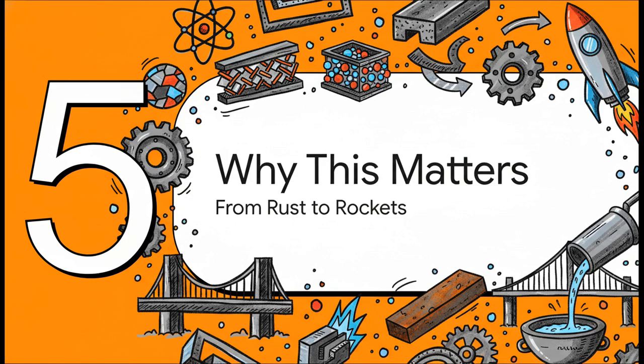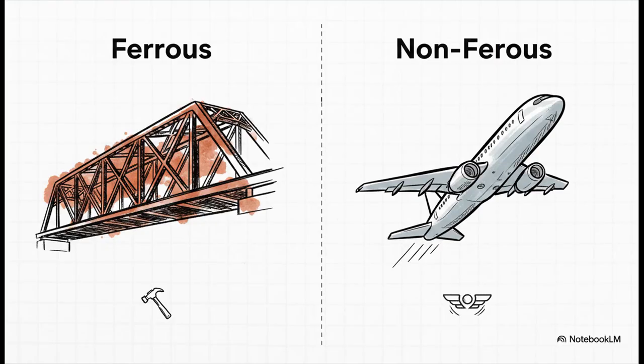Okay, this might all seem like a simple labeling exercise, but understanding this difference is absolutely critical. And why? Because it impacts everything, from the durability of a bridge to the actual weight of a rocket. So here's the crucial point. Ferrous metals, with all that iron in them, are incredibly strong, but they have an Achilles heel. They rust. Non-ferrous metals, like aluminum, are lightweight and naturally resist corrosion. This choice is everything. It's literally what allows engineers to build a bridge that lasts for a century and an airplane that can actually get off the ground.